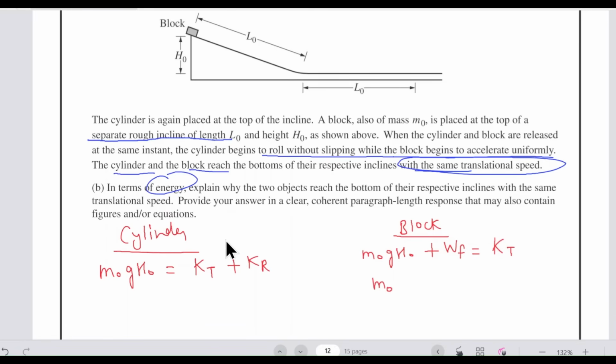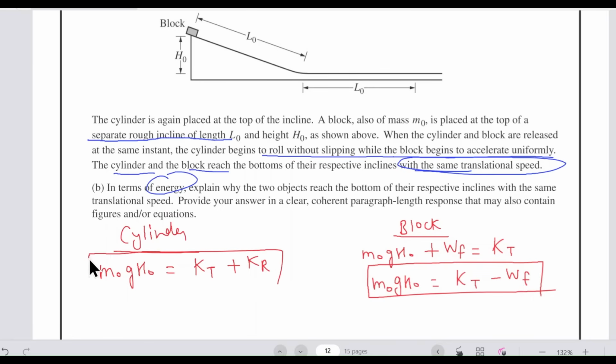I'm writing the same K_T because they are saying it has the same translational speed and the mass is already the same, so it's going to be the same translational kinetic energy, minus the work done by the friction. This is the equation for this one, and this is the equation for this one. Remember that the work done by the friction is going to come out as negative, because friction is acting here and the displacement is in this direction. So the work done by friction will be negative, and this double negative value will come out to be positive, right? So now we can see that this is the same, this is the same.